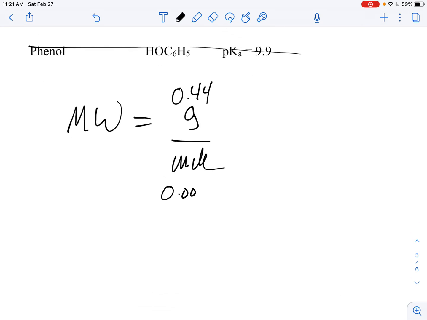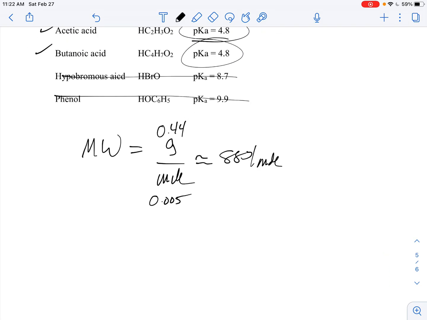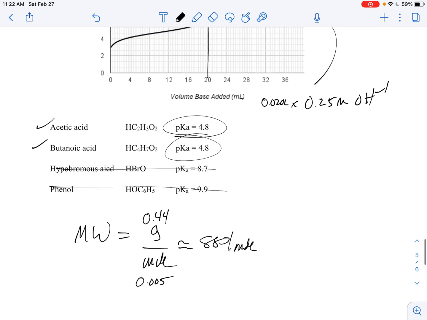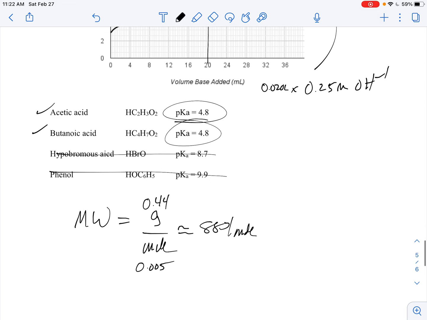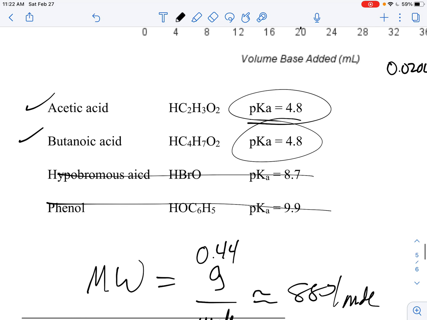So this is 0.44 grams divided by 0.005 moles. 0.44 divided by 0.005 means that I have a molar mass in the vicinity of about 88 grams per mole. So then the question becomes, which of these weighs 88 grams per mole? Well, let's check it out.